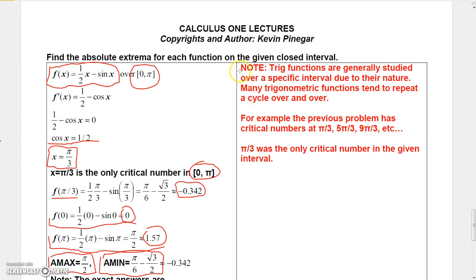Now I do need to mention that when we look at trig functions, we generally study trig functions over a specific interval due to their nature, because many trig functions tend to repeat a cycle over and over. For example, this problem actually had critical numbers at pi over 3, 5 pi over 3, 9 pi over 3, etc. But pi over 3 was the only critical number in the given interval.